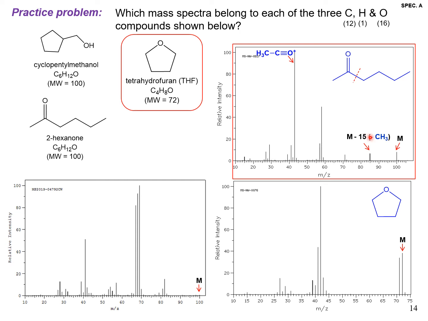Here we see loss of 15. This compound could not lose 15 because there are no methyls in the molecule. We can identify some of the fragments in the remaining mass spectrum. We have the molecular ion losing 18, which is loss of H2O. This would not lose H2O. Alcohols typically lose H2O.